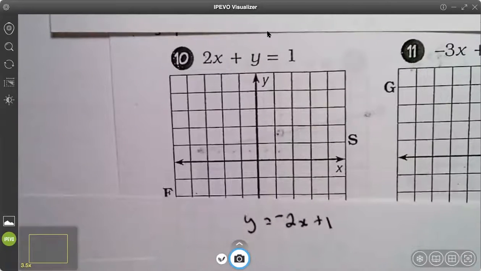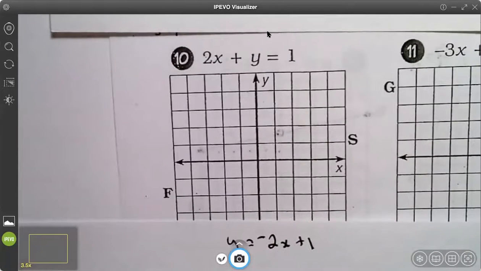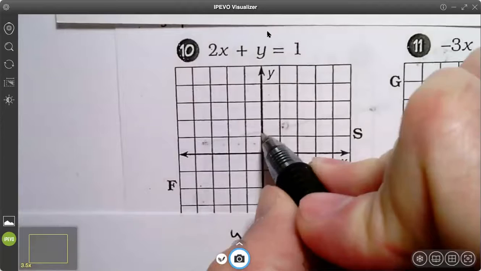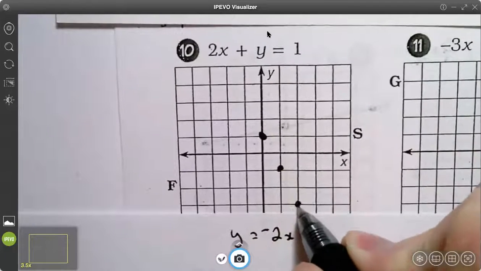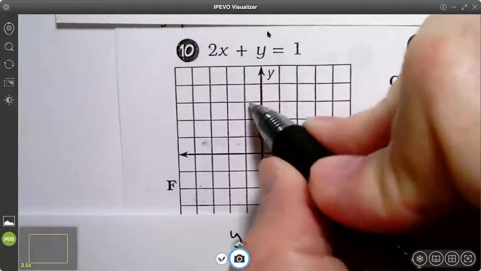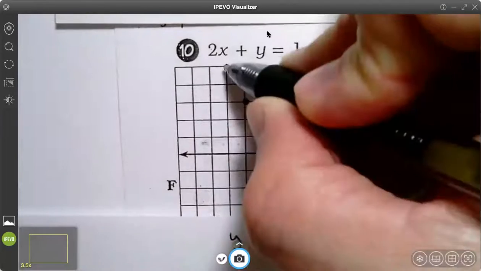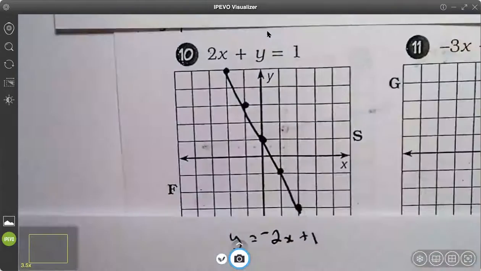Now let's look at what that graph would look like. My y-intercept is +1. My slope is rise -2, run 1. I can also rise +2, run -1. And my line looks like this.